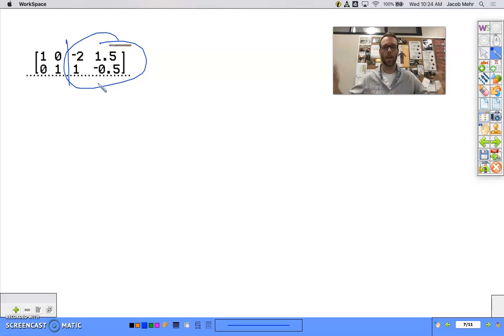All right, there's kind of our setup. Identity matrix, inverse matrices. In our next video, we'll start to learn how we can use this to solve systems.